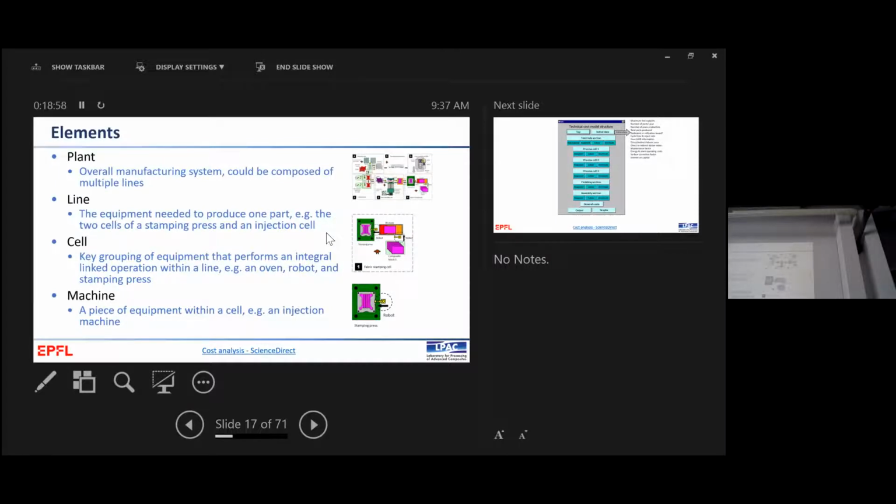One of these cells might be novel, and you need to model it differently to the others, okay? You might say, hey, let's subcontract cell 2 to somebody else. Let's not do it ourselves, okay? So you break it down into cells, and then machines, and these are the easiest things to get the information for.